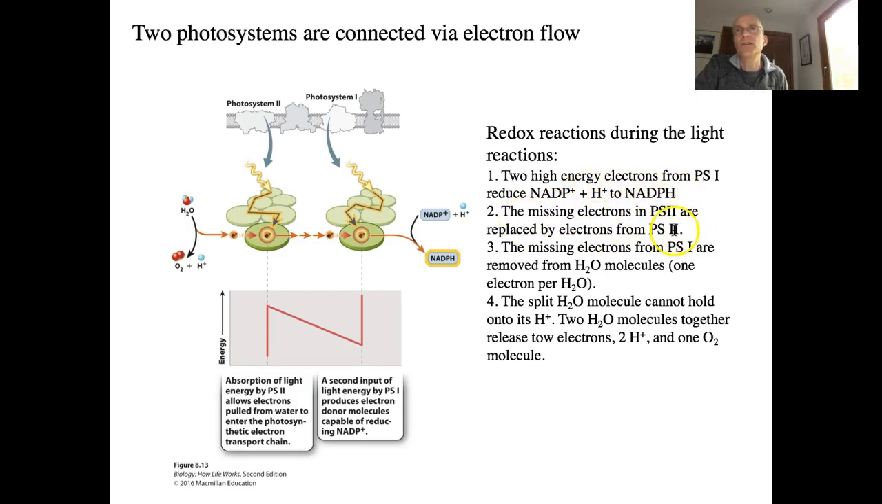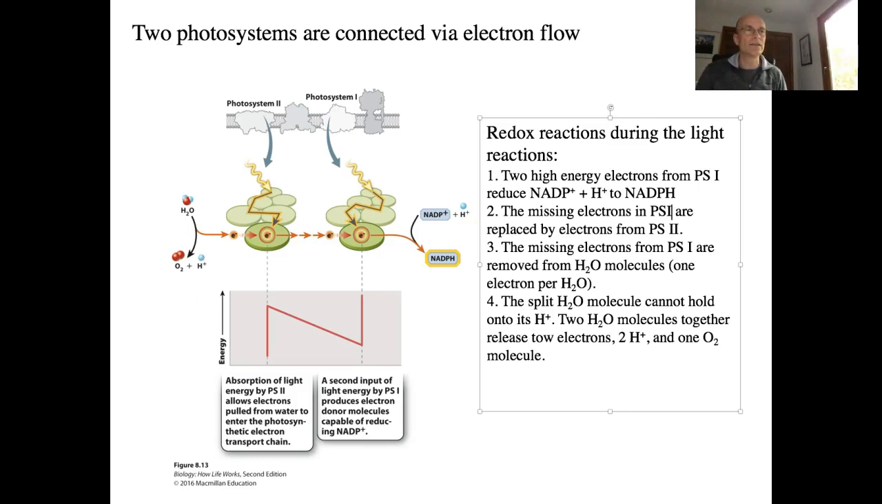The missing electrons in photosystem 1 are replaced by electrons from photosystem 2. The missing electrons from photosystem 2 over here are then removed from water molecules, and the split water molecule can't hold onto its hydrogens. They come up here, and then it produces the electrons, the oxygen, and the hydrogens. So that is what's happening during this transport of electrons.